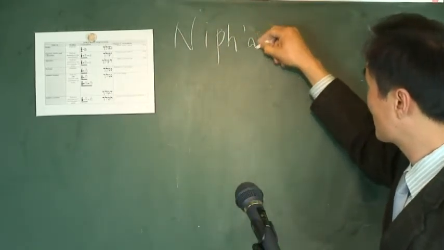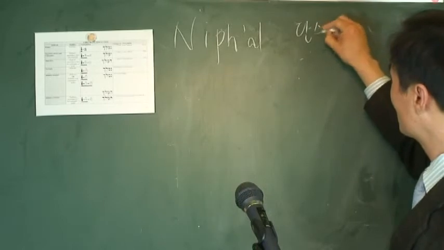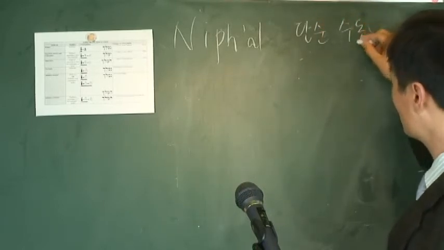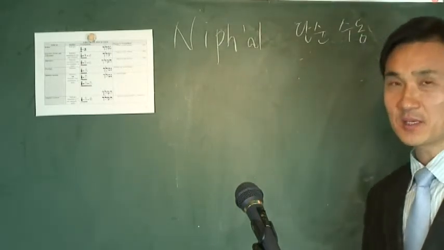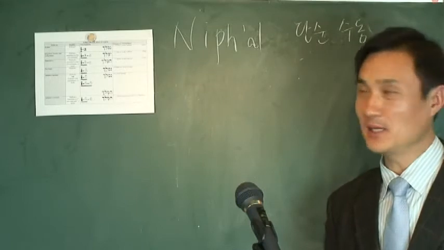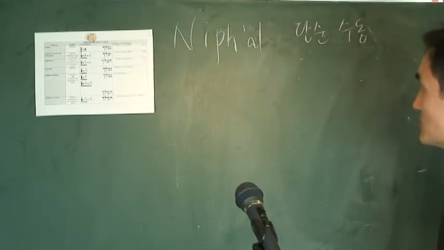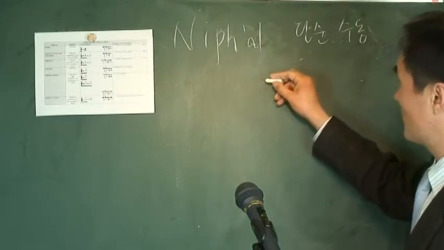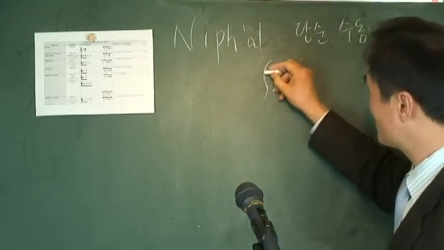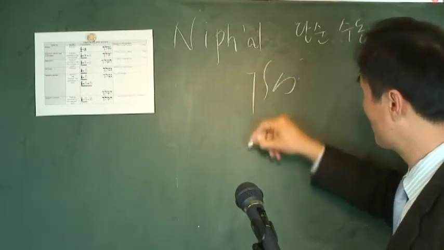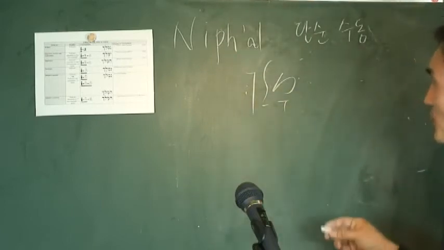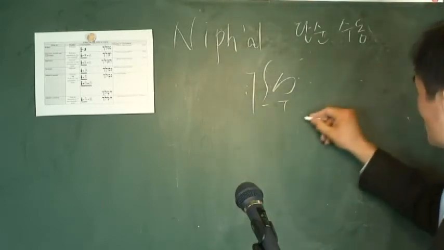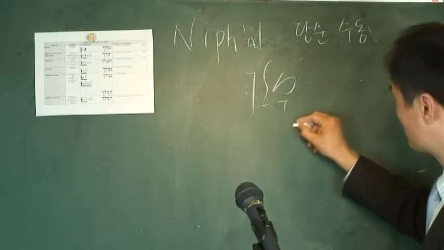Second, the Niphal. This indicates a simple passive voice. This would be the passive voice of the Qal verb. First, let's make the verb malak into a perfect form. The perfect form is nimlak.